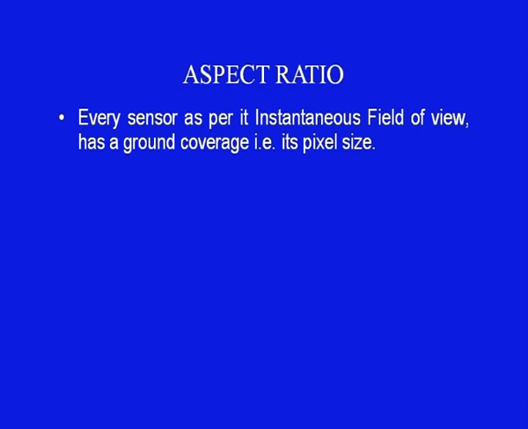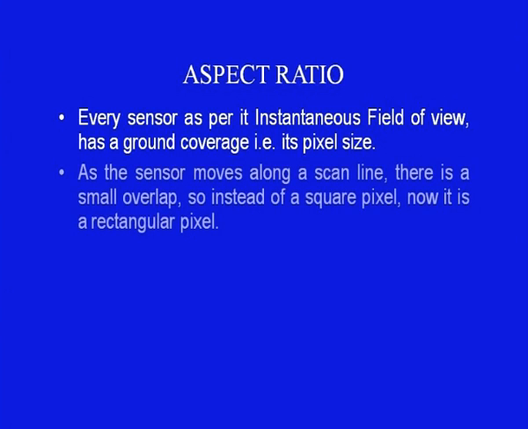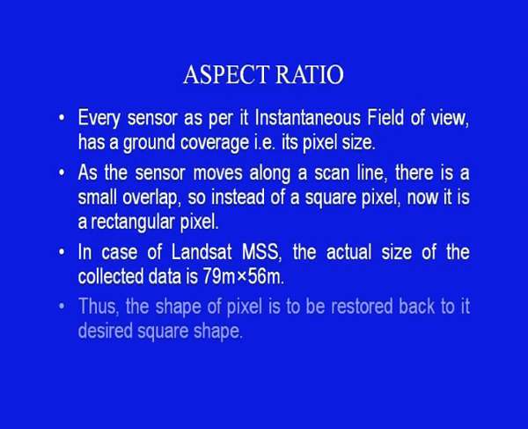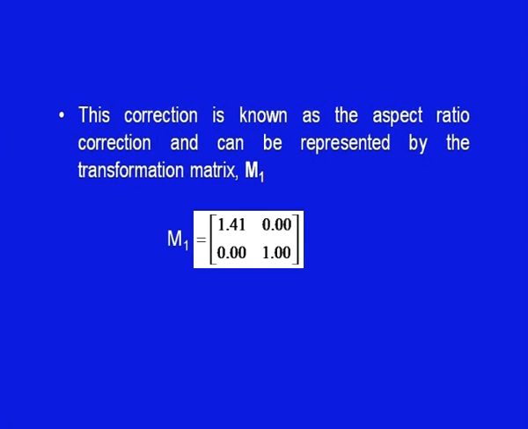Aspect ratio. Each sensor, as per its instantaneous field of view, has a ground coverage which is known as its pixel size. As the sensor moves along a scan line, there is a small overlap. So, instead of a square pixel, it is now a rectangular pixel. In case of Landsat MSS, the actual size of the collected data is 79 meters by 56 meters against the design value of 79 meters by 79 meters. Thus, the shape of the pixel is to be restored back to its desired square shape. This correction is known as the aspect ratio correction and can be represented by the transformation matrix M1, where M1 is defined to have 2 rows by 2 columns, and the elements are as shown in the equation.